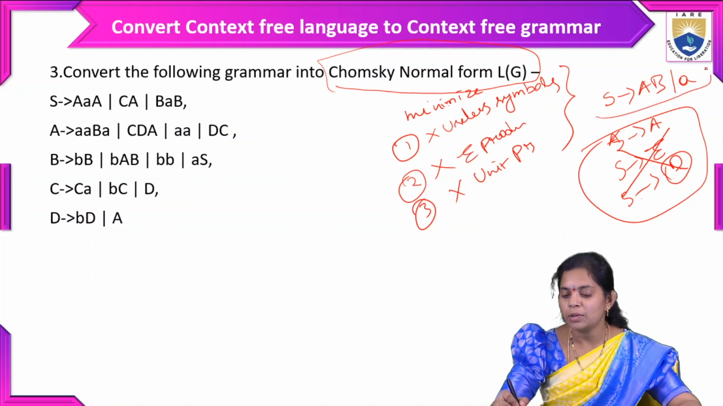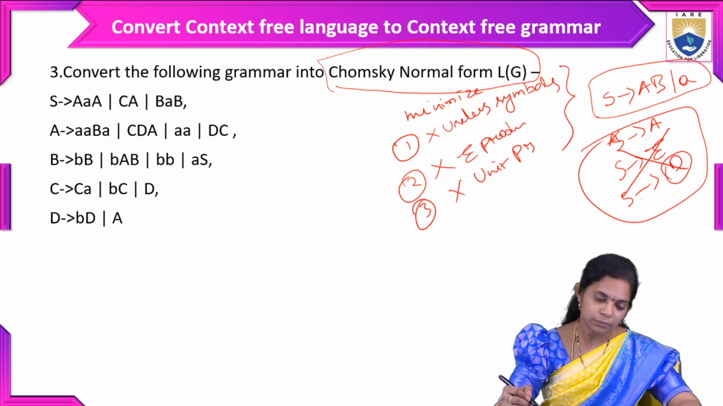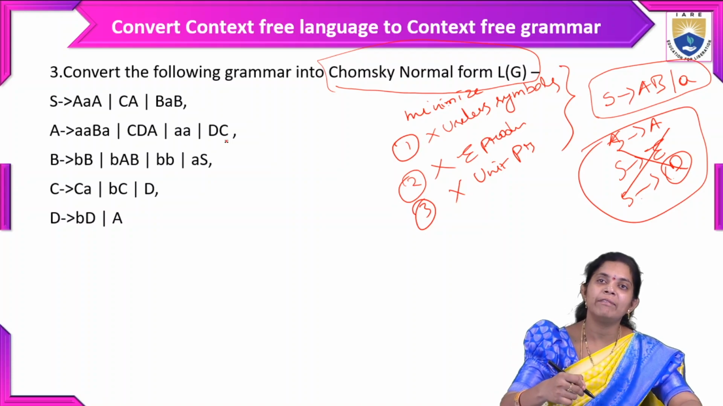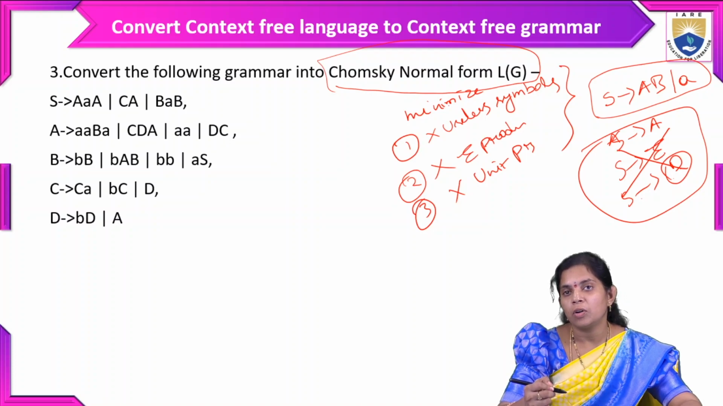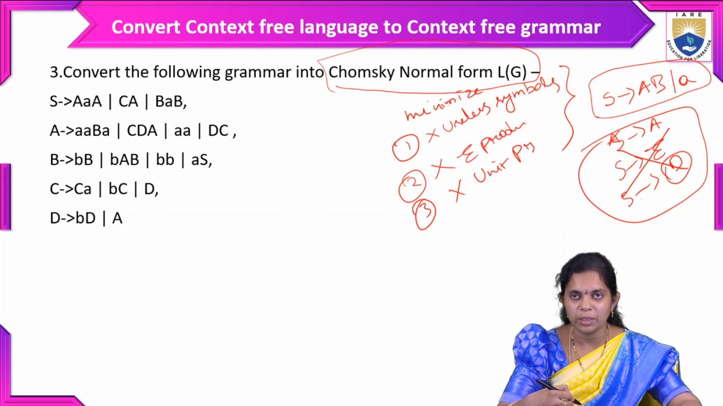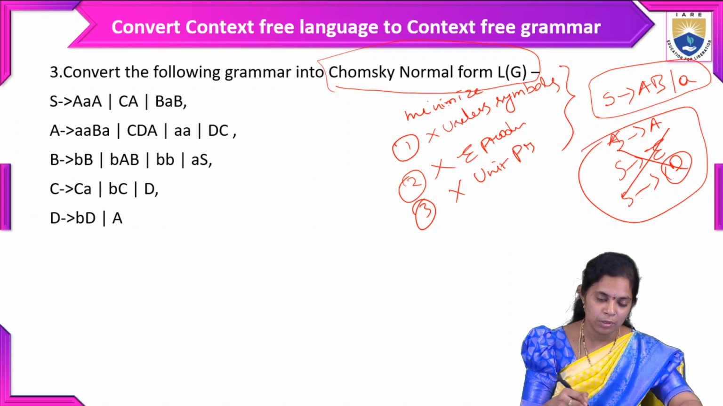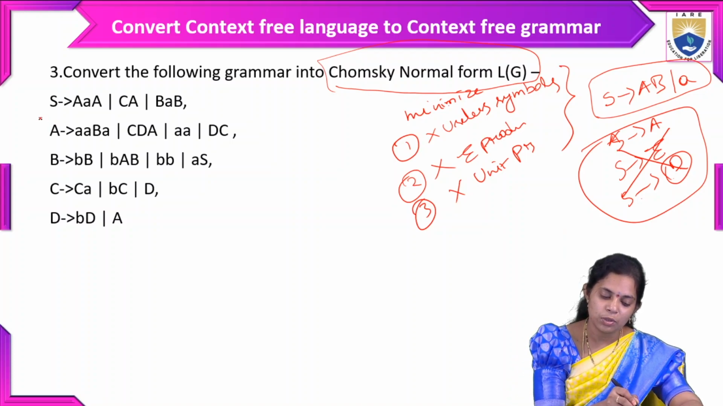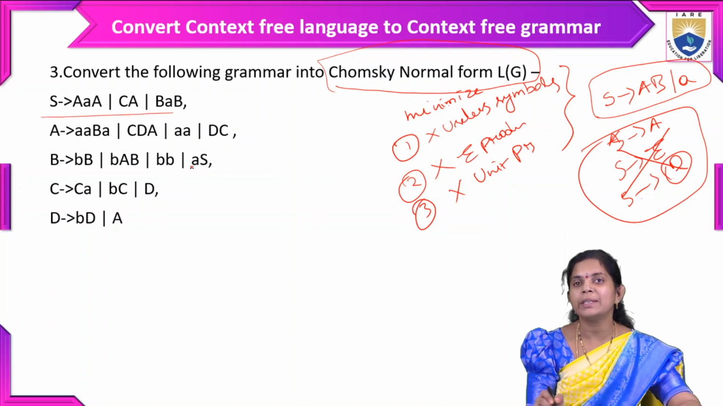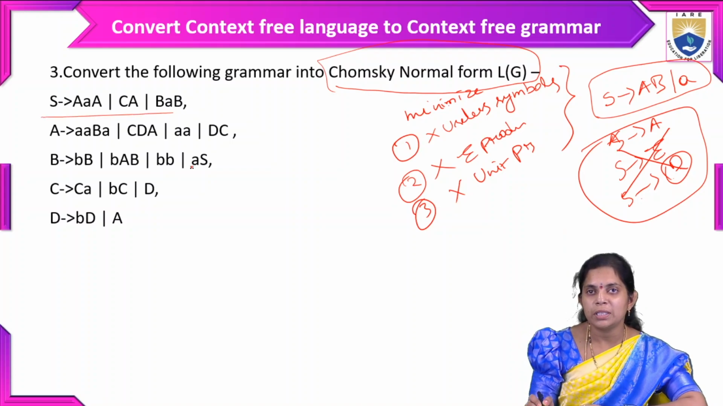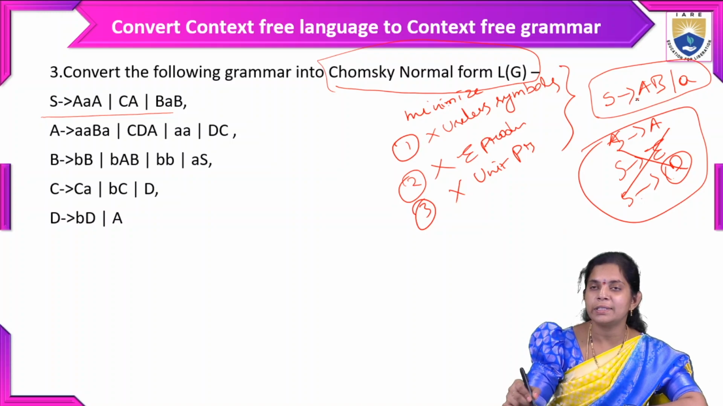So this is the thing we need to observe for the normal Chomsky normal form. Here they have given the context-free grammar. This grammar should be converted into a Chomsky normal form. In this one, if you observe, we need to minimize the grammar first, and then we need to convert it like this.